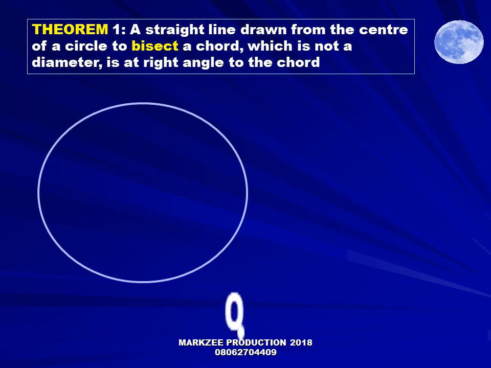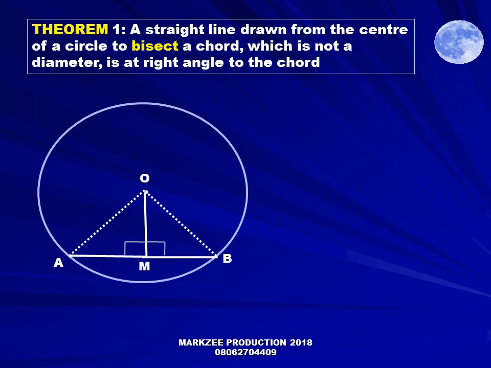So if we have a circle there, and that's the center, and we have a chord, AB is a chord, and we draw a line from the center to bisect that chord at M. Now we can join that way. Now the line is going to bisect the chord into two equal halves. Can you see that there? So AM, the length from A to M, is the same as the length from M to B.